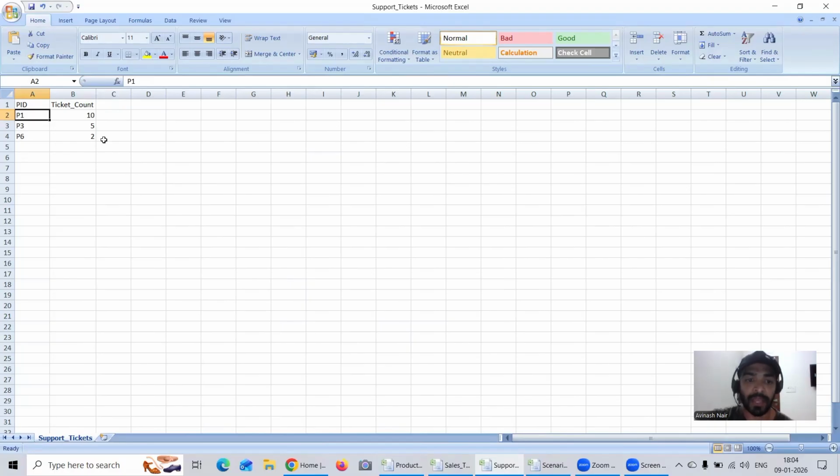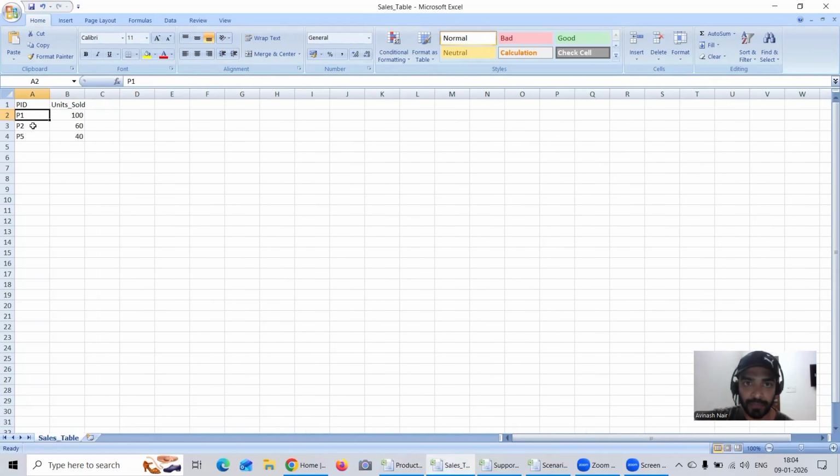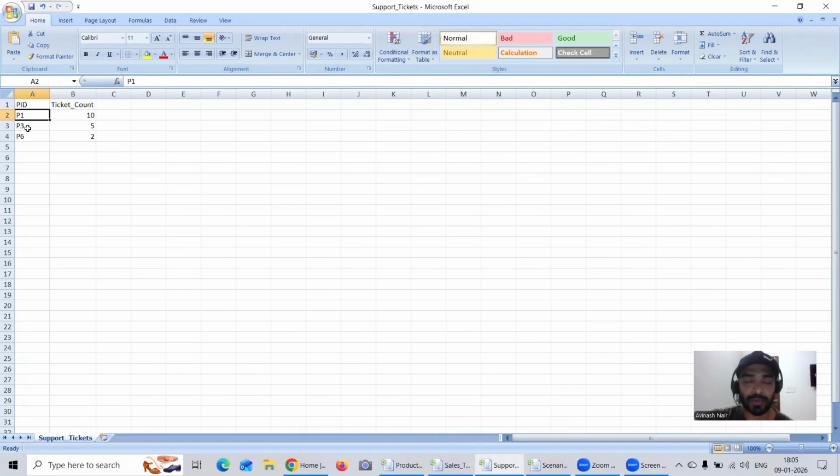Definitely, in product I have this PID, and in sales, some of the PIDs are missing. There is one extra PID which is not there in the product master. Same with the support table, not all the PIDs in product master are there in support, and there's an additional PID which is not present in product master. Simply put, these are the three tables which I have.